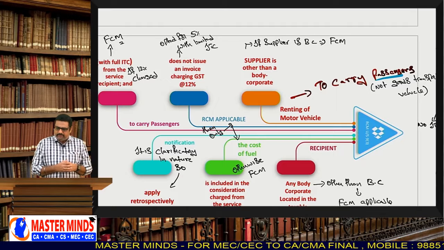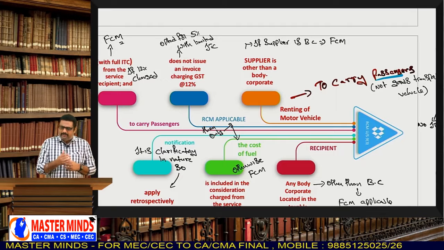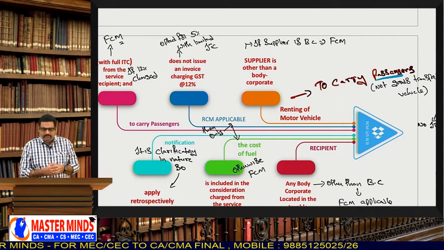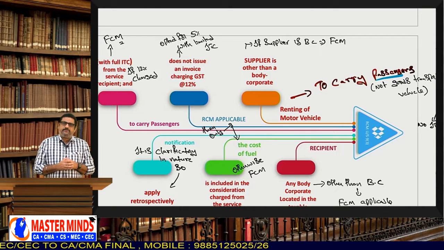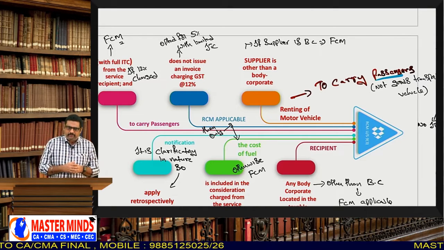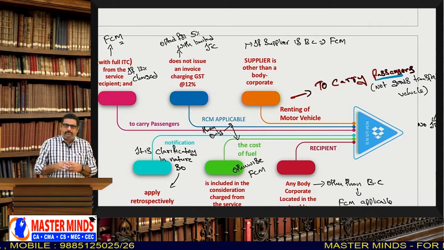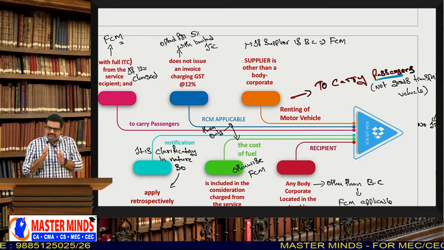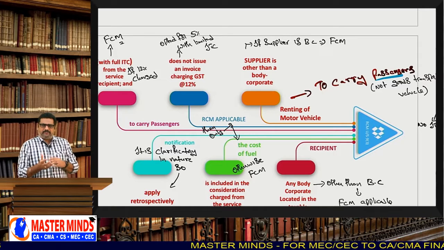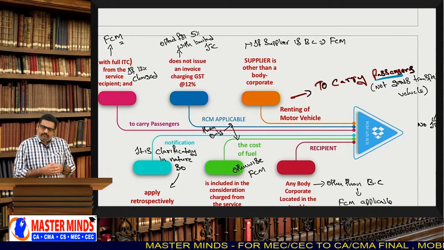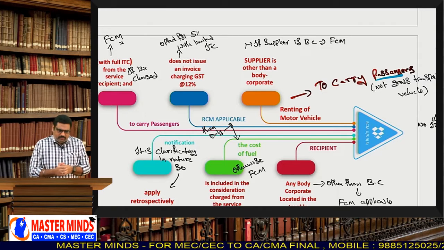If the recipient is other than a body corporate, then FCM is applicable. And another point is here, the tax rate charged by the supplier at the time of generating the invoice should not be 12%. Why? Because if the tax rate is 12%, then FCM is applicable, and the particular supplier can claim full ITC or 100% ITC. Understood what I am saying? So now the concept is here.